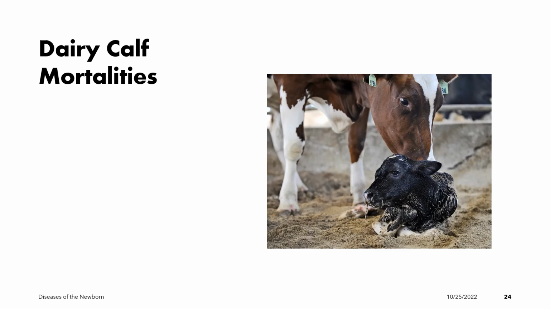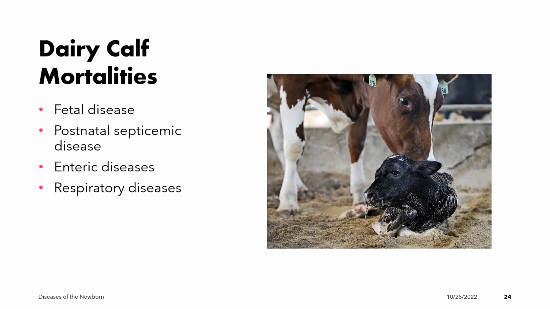For the dairy calf, these are the specific causes of mortalities: fatal disease, postnatal septicemic disease, enteric disease, and respiratory disease. In some studies, neonatal mortality in dairy calves is about 10% under 1 month of age, and this can be caused by dystocia. High calf mortality can also be due to inadequate planning, overcrowding, labor, and failure to feed colostrum early.